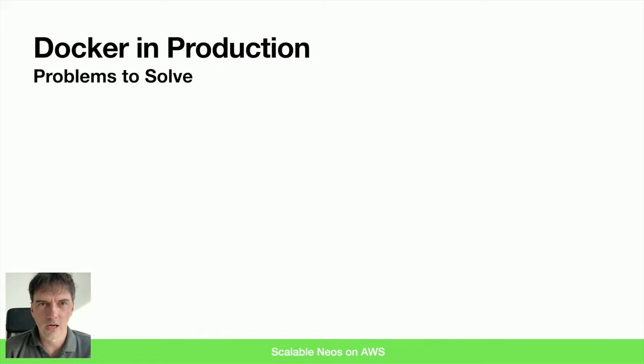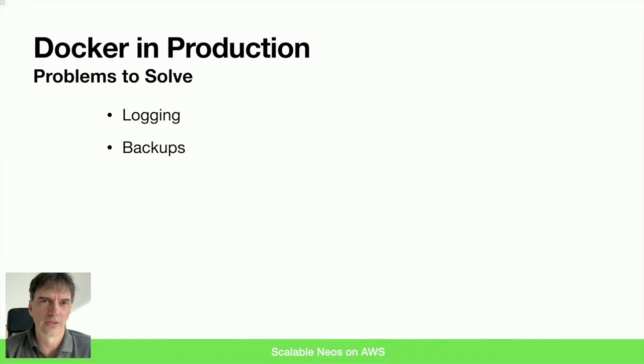So we now know how Docker runs in development, and we now know how we run our servers in production. To combine these two, we have some problems that we need to solve. First one is logging. We know how our servers log. We have syslog. We have tools to collect the metrics and send them to a central logging location. But in a Docker environment, you have Docker containers. How do they log? How can we get access to the logs that they generate?